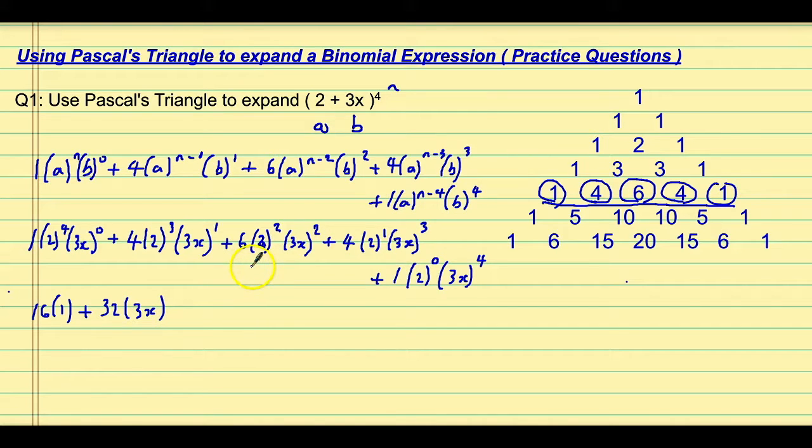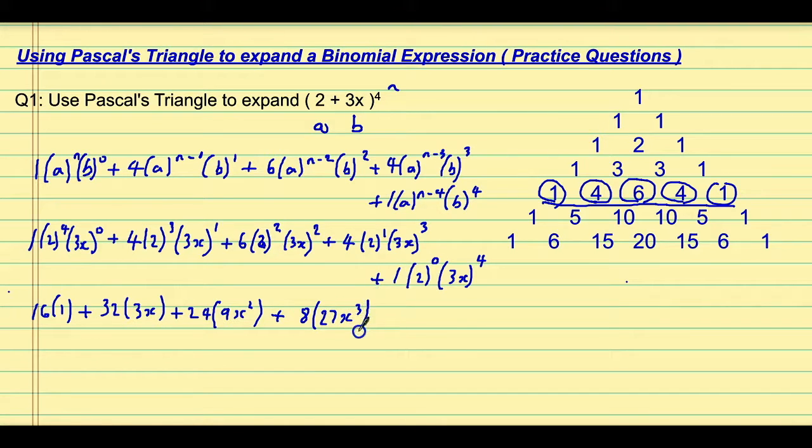Our next term, we've got 2 squared, which is 4, times our 6 gives us 24. But then we're multiplying that by 3x squared. Well, 3x squared is 3x times 3x, which gives us 9x squared. Our next term, 4 times 2 to the 1. Well, 2 to the 1 is just 2. So 2 times 4 is 8. So we end up with 8. And then we've got 3x cubed. 3x all cubed gives us 27x cubed.